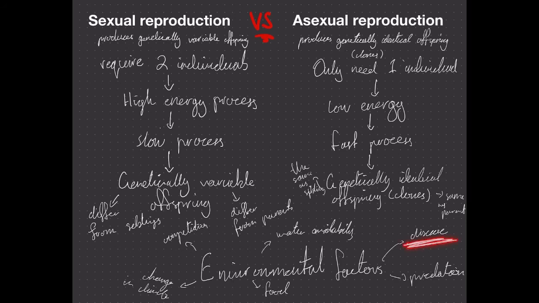Specifically, we'll talk about disease. Because asexually reproduced individuals all have the same DNA, they're genetically identical. If one individual, one of our clones, is susceptible to disease, all of our clones are susceptible to disease. Meaning that things such as disease or any major change in the environment can wipe out entire populations of asexually reproduced individuals.